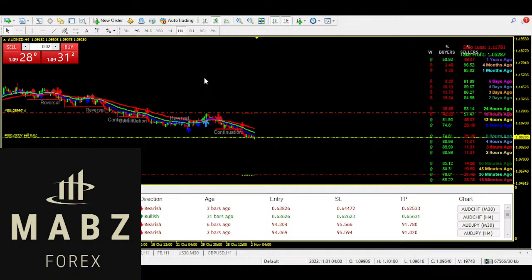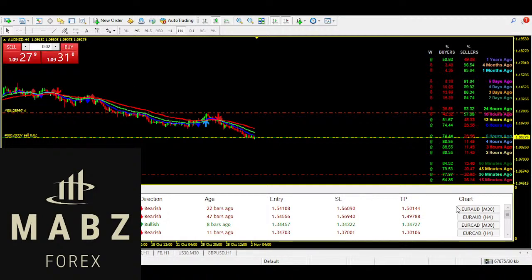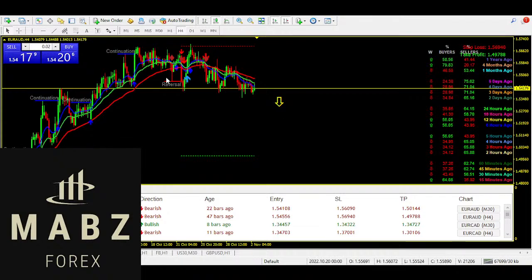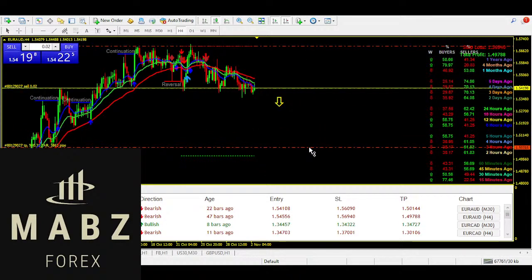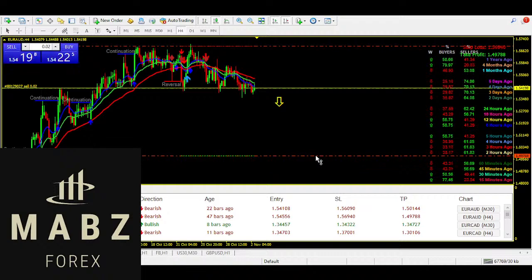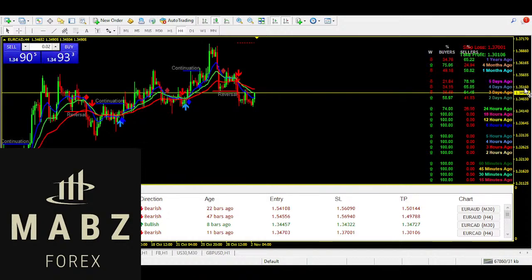Let's go back to the Euro pairs, and let's pop in our sell on Euro AUD. We're going to use a manageable lot size over here because we are opening trades on many different currencies, so we definitely need to control our risk. Our take profit is going to be at 1.49788, and the stop loss is going to be at 1.56940. That's where we are going to put in our stop loss and our take profit.